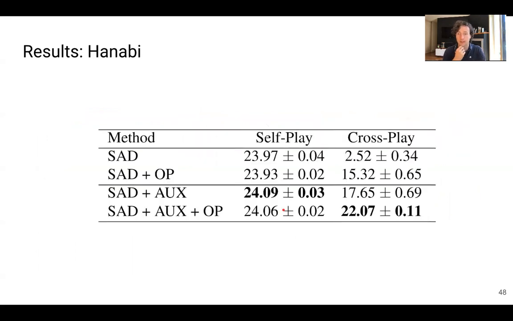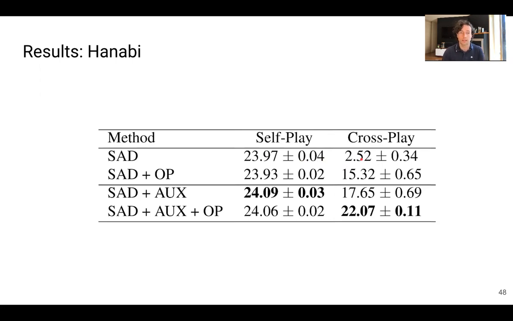Now, this also works in Hanabi. So in Hanabi, we're looking at self-play on the left column and cross-play, where you match independent seeds with each other, on the right-hand side. And indeed, if you look at the standard SAD agent, it gets around 24 points in self-play. But in cross-play, when you're matching independent seeds, it gets 2.5 points. This is a drastic failure to coordinate. And obviously, you can't expect to coordinate with a human if you can't even coordinate with independent runs of yourself. But this is what most of us are doing. We're doing self-play methods, expecting that we can learn policies that can coordinate, which is ludicrous, right?